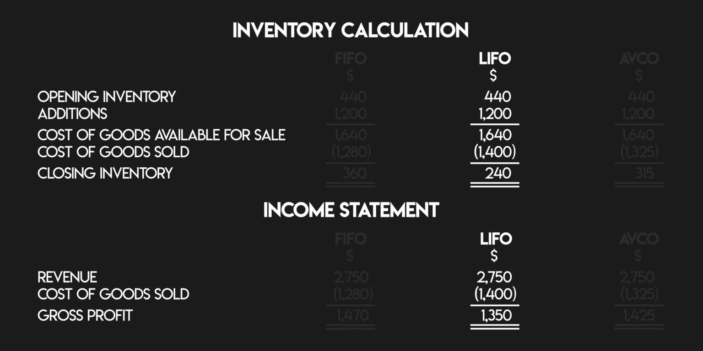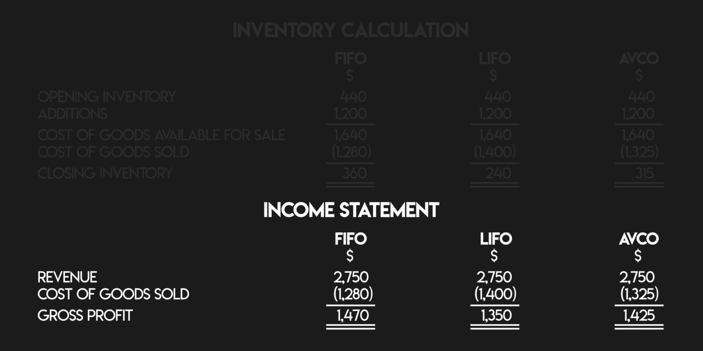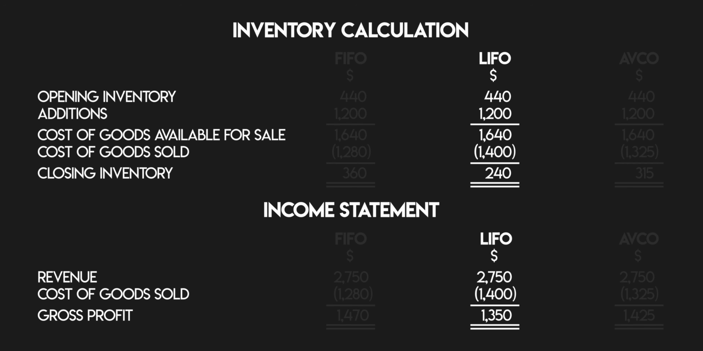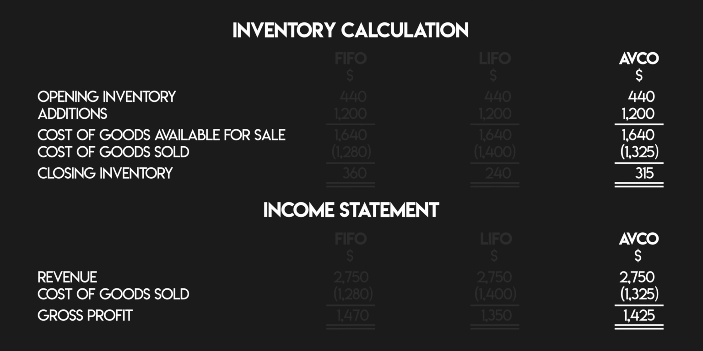So when we compare your results using LIFO against the FIFO and AVCO methods, your gross profit under LIFO comes in the lowest. But as a business owner, this can be a good thing. Businesses are charged tax on their profits. So lower profits means lower taxes, which can free up more cash for you to use in other areas of your business, at least in the short term. But be careful, last in first out is not allowed under IFRS. So if you follow international financial reporting standards, then you'll need to use first in first out or the average cost method instead.